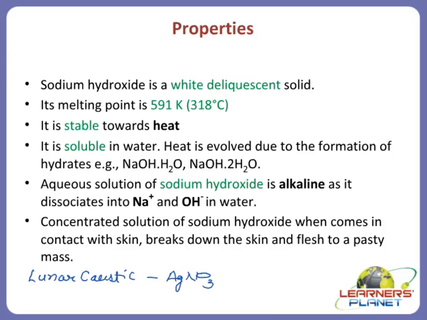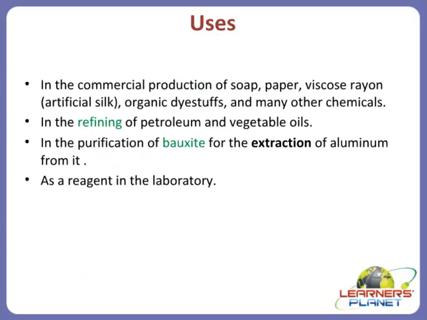Now why is it called lunar caustic? Because when it comes in contact with the skin, it burns the skin, right? And it forms this shape, right? So this is just like the moon. That is why it is called lunar caustic. Caustic means causing burns. So lunar caustic is silver nitrate, AgNO3. It's just an example I wanted to tell you. Okay, so these are the properties of sodium hydroxide, right?